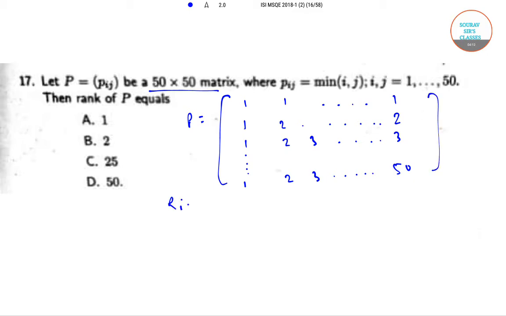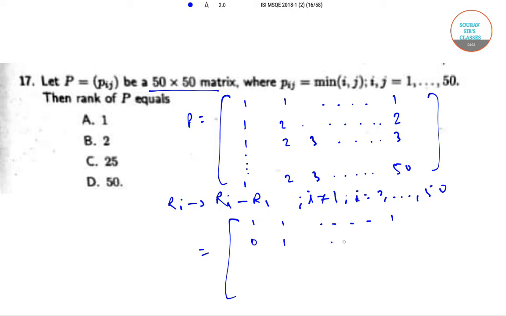Now let us do an operation, that is Ri equals Ri minus R1, where i is not equal to 1 and i goes from 2 to 50. Then we get this to be equal to 1 1 1, 0 1 1, and in this way this becomes 1. So this is basically an upper triangular matrix, and so its determinant comes out to be equal to 1. Now since the determinant is not equal to 0, the rank of the matrix is 50. We could also have calculated this without calculating the determinant, because there is not a single row which has all the elements equal to 0. So the rank needs to be equal to 50, that is option D.